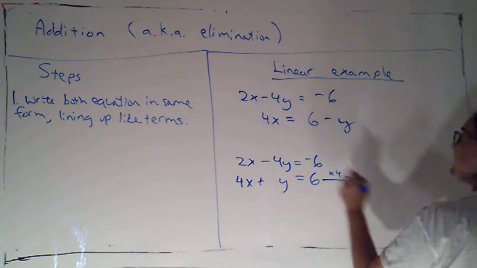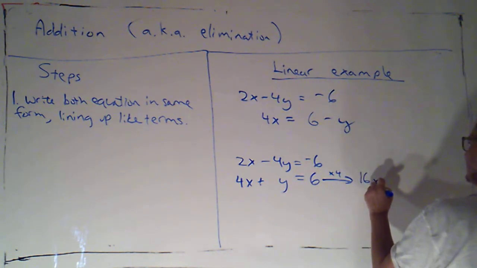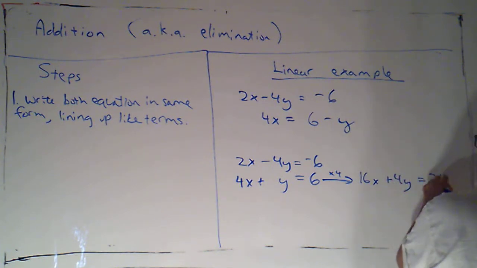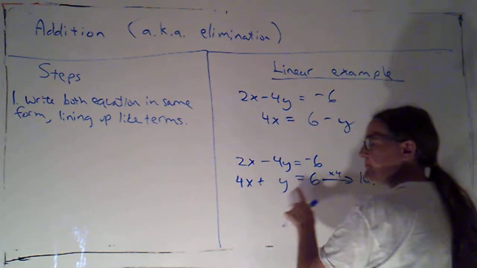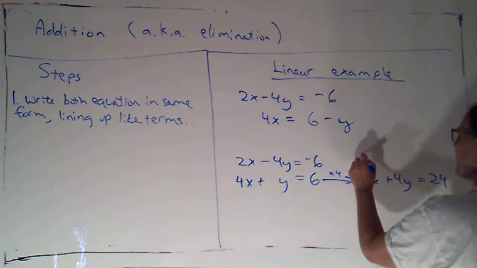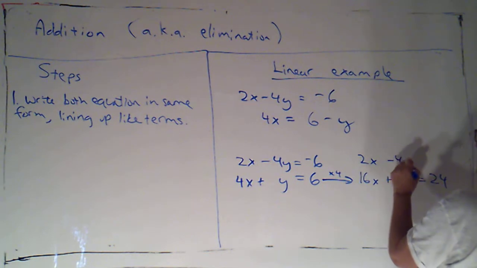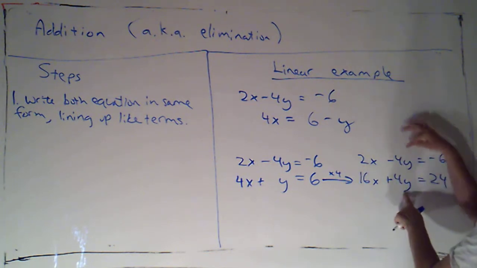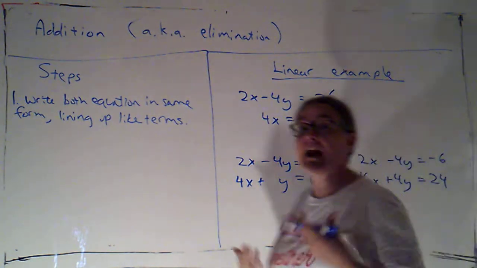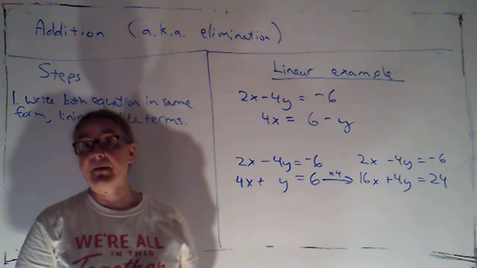That way I would get 16x plus 4y equals 24. So each term on both sides got multiplied by 4. Now if I keep this one the same, notice I've got the opposite number of y's in those two equations. So now when I add them, the y's will drop out.